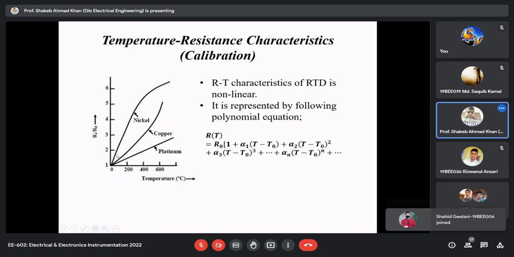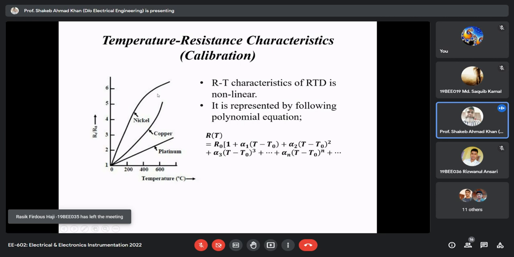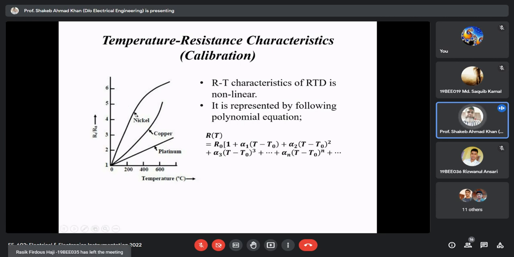Linear means the input output relationship, the response stimulus relationship, is a straight line relationship, y is equal to mx plus c kind of relationship, and it may be non-linear. Most of the time you'll find it is non-linear, it is not a straight line. In case of RTD also, all these RT characteristic curves are basically non-linear. Although platinum looks like linear, it is also non-linear.